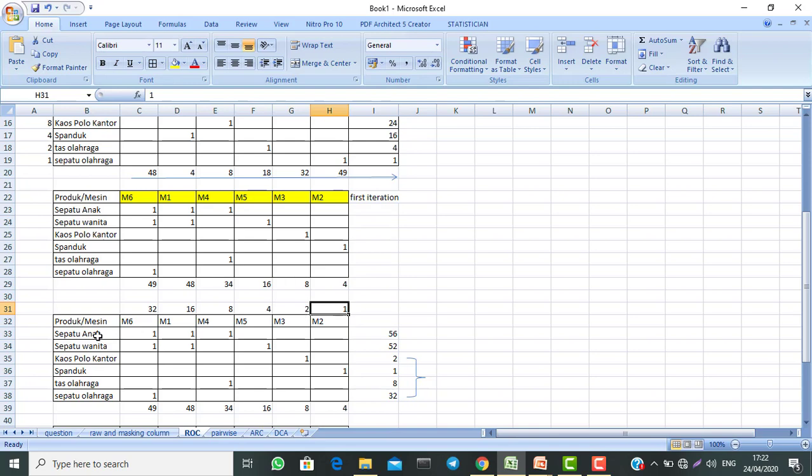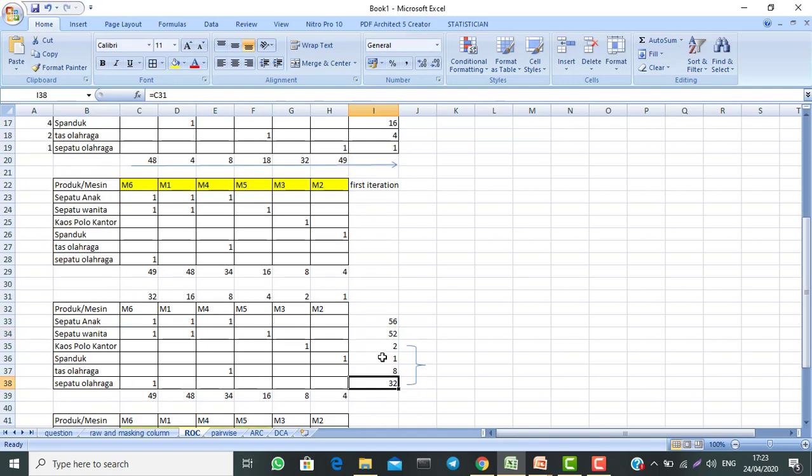Now let's count the children's shoes. The children's shoes will go through machine number 6, 1, 4. So let's add up this binary score: 32 plus 16 and 8, and we have 56. And for the lady shoes it is 32, 16, and 4. We have 52. And repeat the same steps.